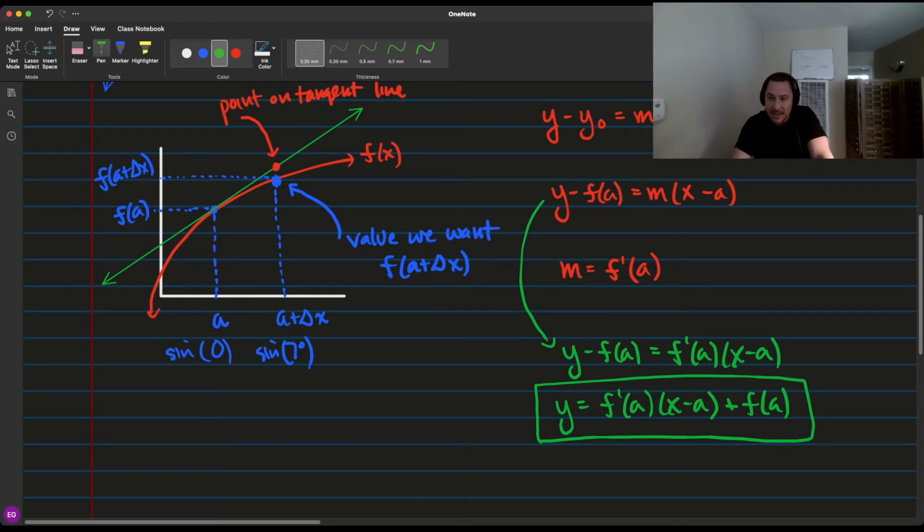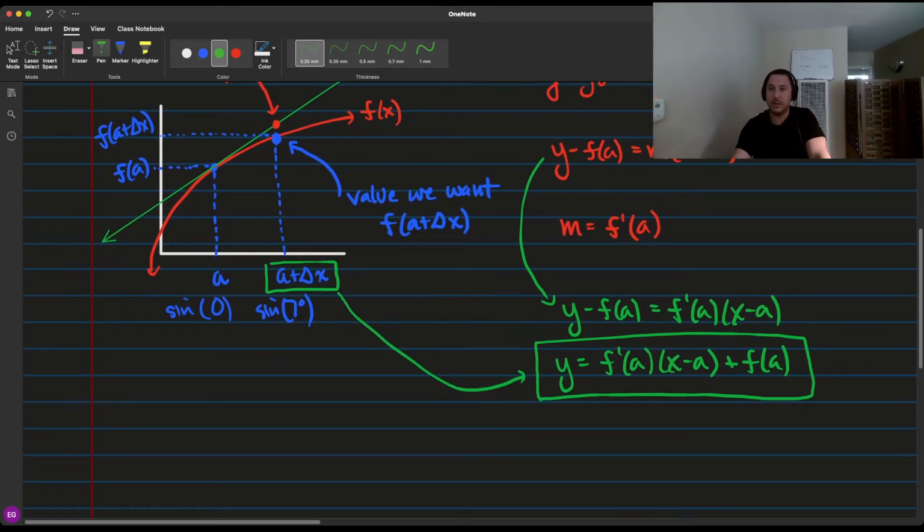What you do is you're going to take the value that you want to plug in, the a plus delta x, and plug it into this formula. So if you plug it in, you're going to get that f of a plus delta x is approximately equal to f prime of a times, now the x value that you're plugging in there is a plus delta x minus a, plus f of a.